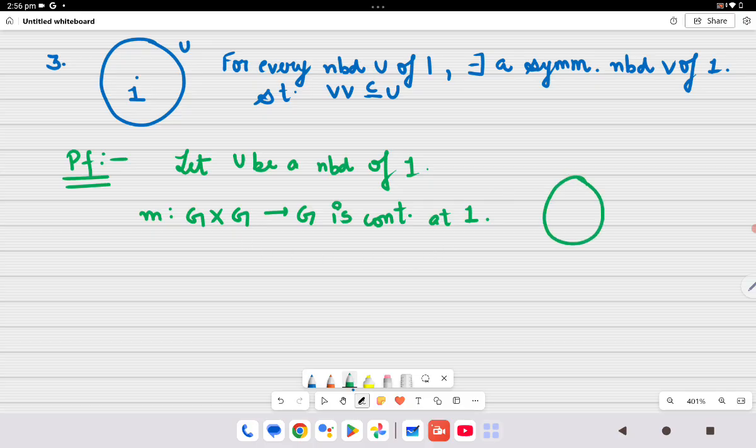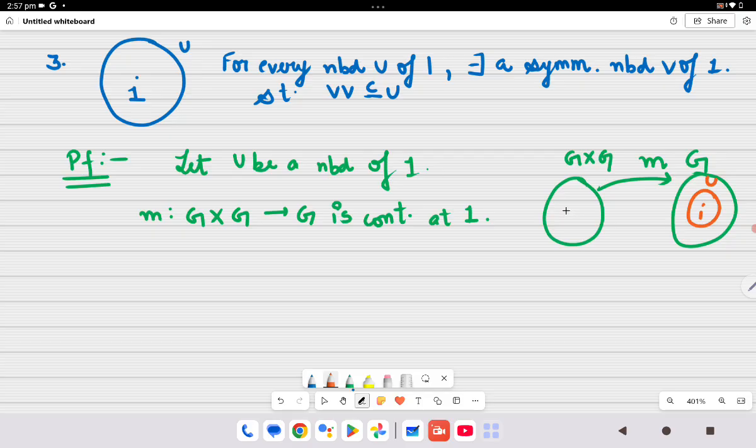Here we have G cross G, and here we have G, and we have the multiplication map M. If I take any neighborhood U of 1 here, then because the map is continuous, I will be able to get a neighborhood over here, say V, of M inverse of 1. Okay, basically, let me first tell you the definition only.